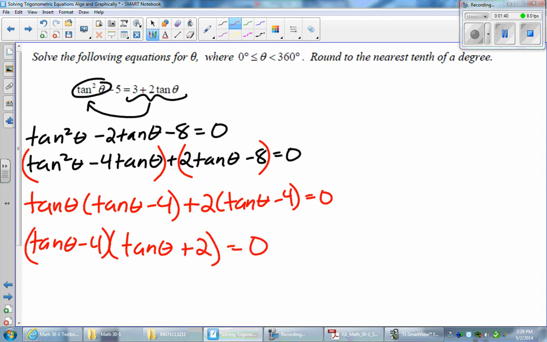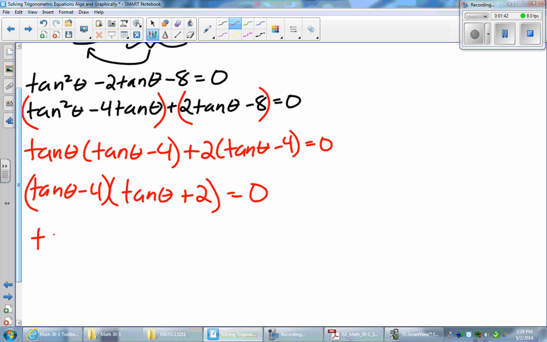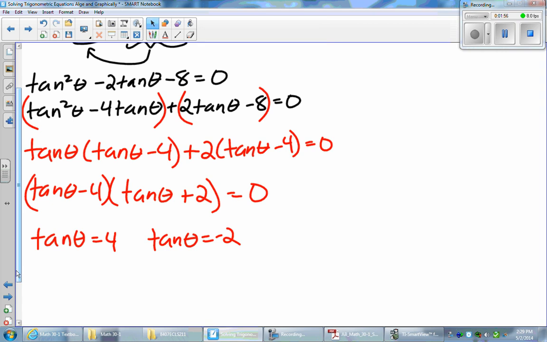Therefore, I have two equations to solve here. The first equation is when tan theta is equal to positive 4. The second equation is when tan theta is equal to negative 2. The unit circle is not going to work here because there's no x and y coordinate that gives a ratio of 4 or negative 2. So we have to use a mix of a reference angle and the CAST rule.